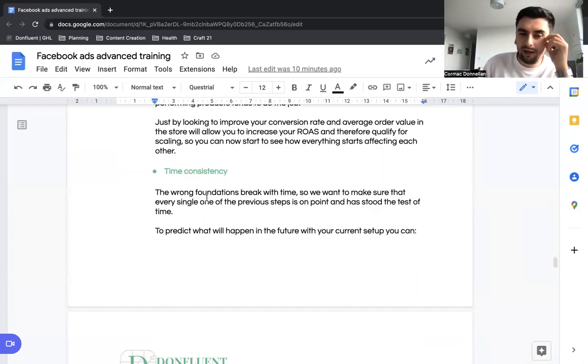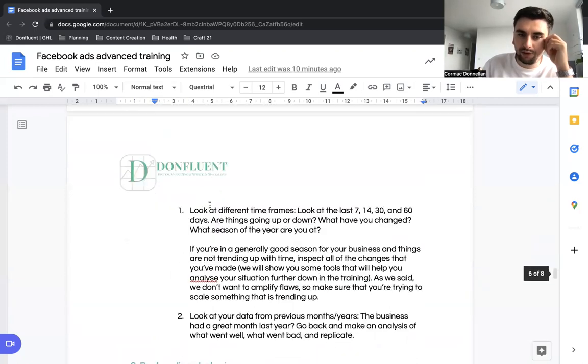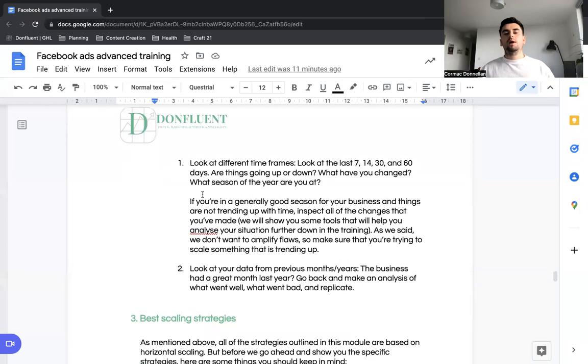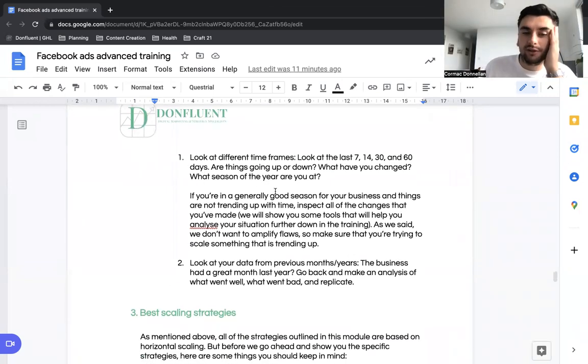So to predict what will happen in the future with your current setup, you can, one, look at different time frames, look at the last 7, 14, 30, 60 days. What way are things trending? What have you changed? What season of the year are you at? What was the cause of that change? What was the cause of that trend? And see if you can replicate that. If it was a downtrend, what did you change? Let's not repeat that.